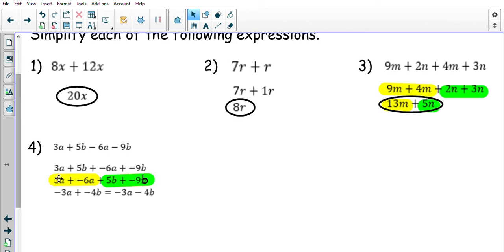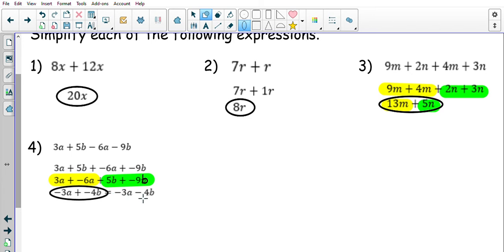The 3a plus negative 6a, feel free to use your calculators here. That's going to get me negative 3a. 3 plus negative 6 is negative 3. 5 plus negative 9 is going to get me negative 4. So my final solution is negative 3a plus negative 4b. Now, if you have negative 4b plus negative 3a, that's okay too.